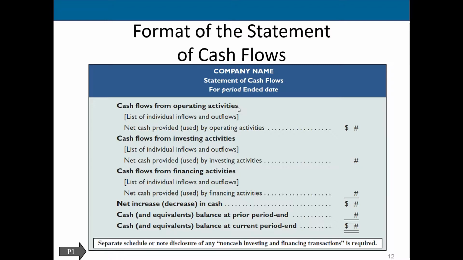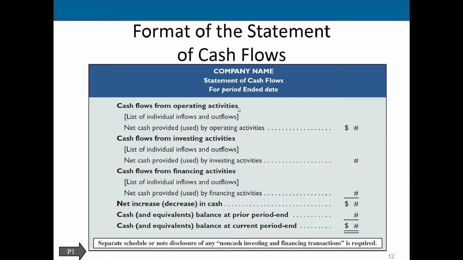Remember, I said that even if there's no information in a particular section, you've got to have the section listed in order to make it proper. First, we list our cash flows from operating activities, and by the time we figure all that out, it's either going to show us net cash provided by, which would be a positive number, or net cash used by, which would be a negative number, operating activities.